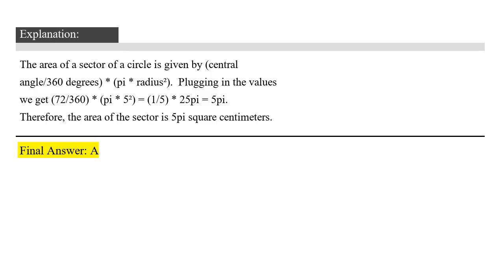The area of a sector of a circle is given by central angle / 360 degrees times pi times radius squared. Plugging in the values we get 72 / 360 times pi times 5 squared equals 1/5 times 25 pi equals 5 pi. Therefore, the area of the sector is 5 pi square centimeters.